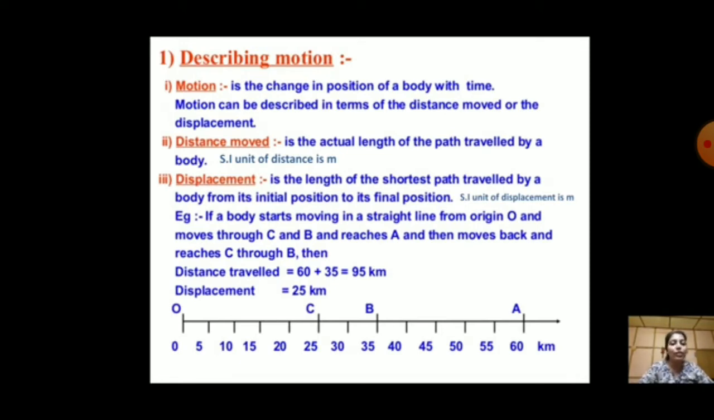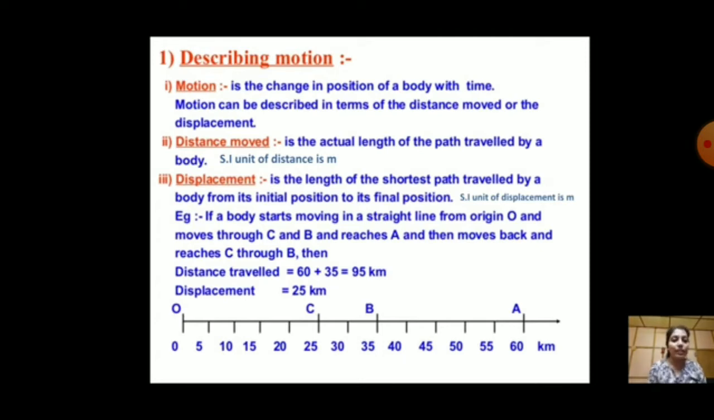For example, you can see over here there is a number line. A body is moving in a straight line from origin O, moves through C and B and reaches A, and then moves back and reaches C through B. Now we shall see what the distance and displacement are here when the body is moving.